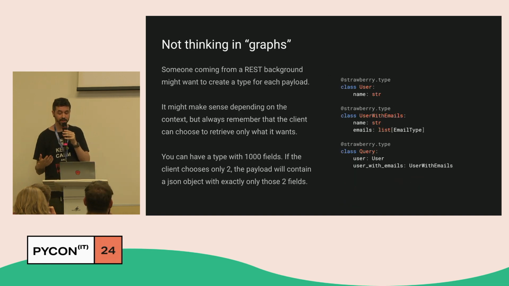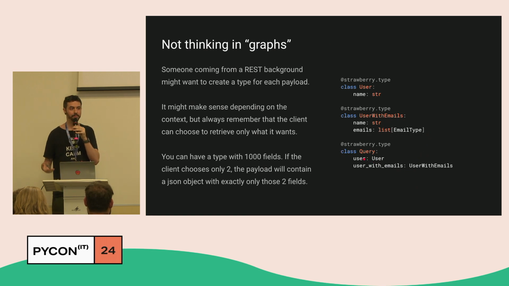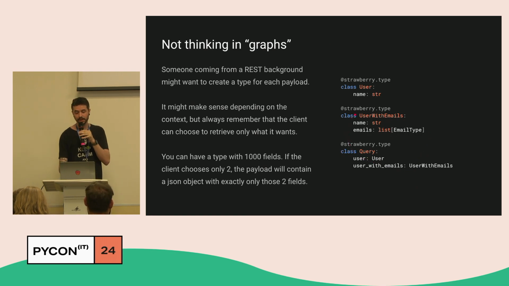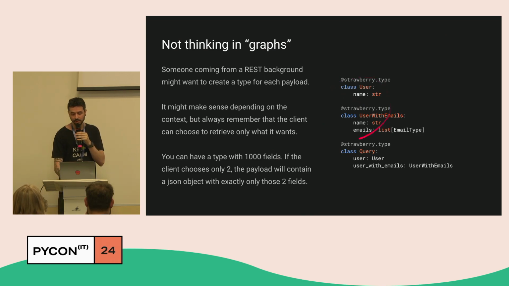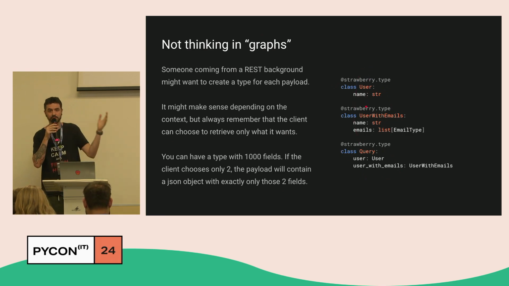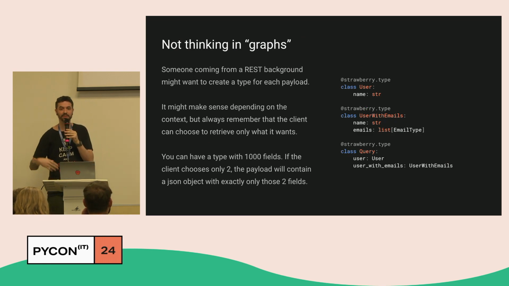Not thinking in graphs. So in this example, you have a user type, and you have a user with emails type, and you are exposing both. This is very common for people coming from REST, where you think, I have an endpoint to expose a user with the name, and I have another one where I add the emails. There's no need to do that in GraphQL. You can have just one, and the client decides if he wants to get the emails or not. You can have thousands of fields. As long as they don't request those thousands of fields, it's totally fine.